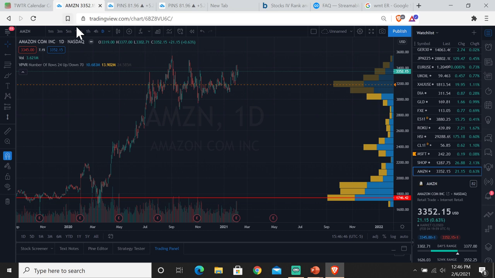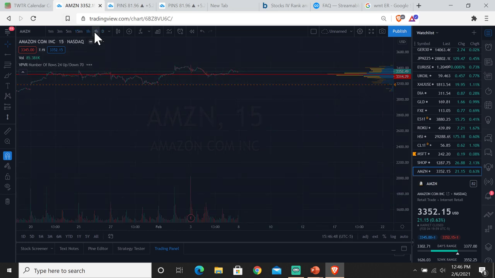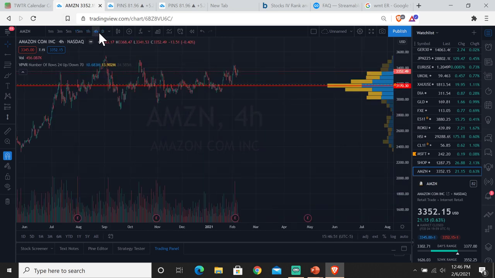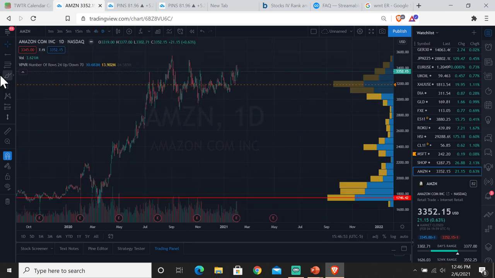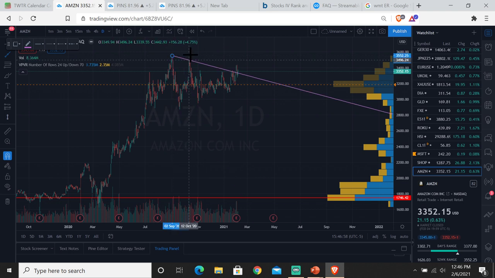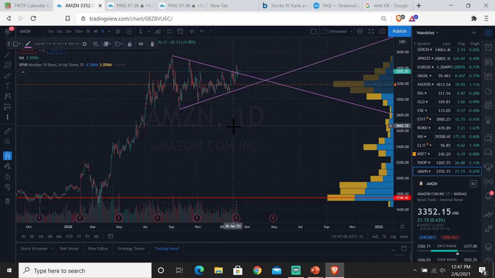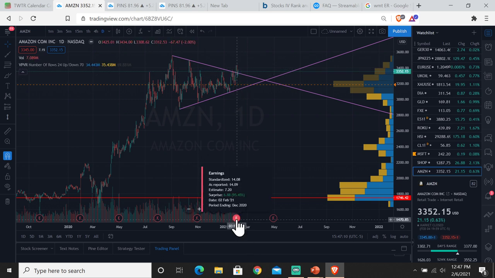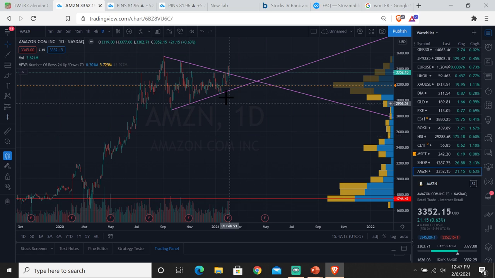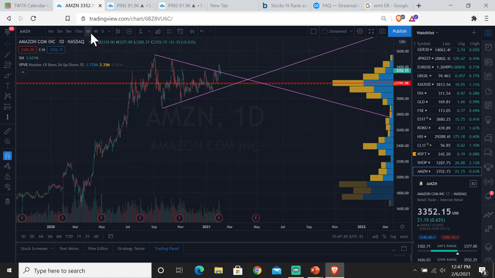And I also took Amazon earlier this week, 3,400C. And the reason why I took Amazon 3,400C is because we were trading in this consolidation zone, right? And I think we broke above this before ER. I don't really remember anymore. I think we broke above it before ER, right? But I actually took the calendar call spread before that happened. I did it when it was still inside this consolidation triangle.